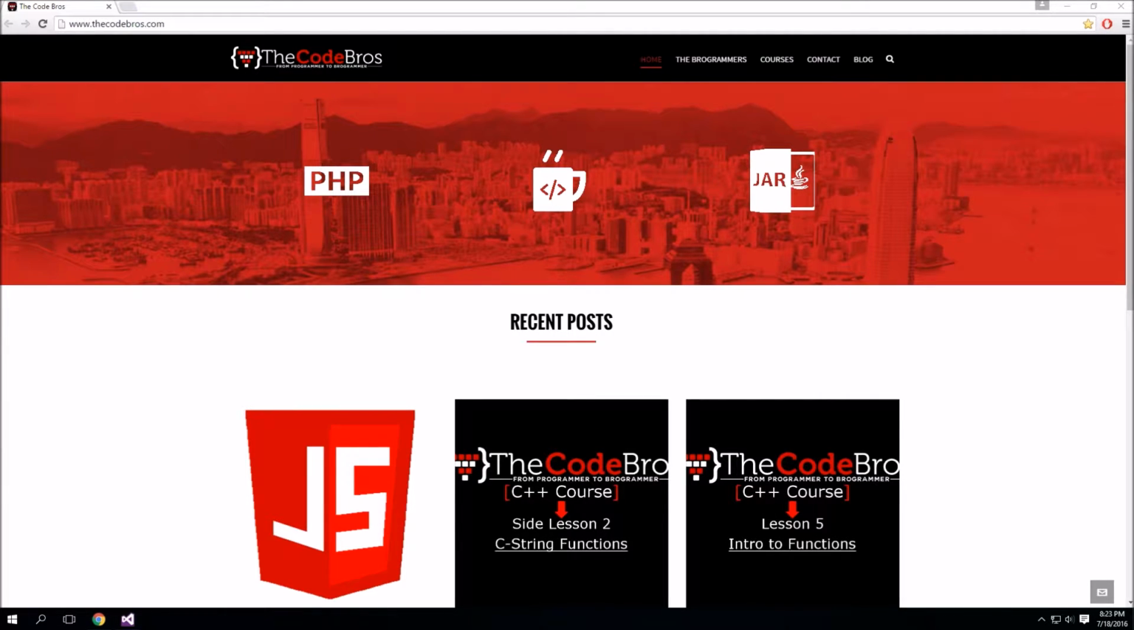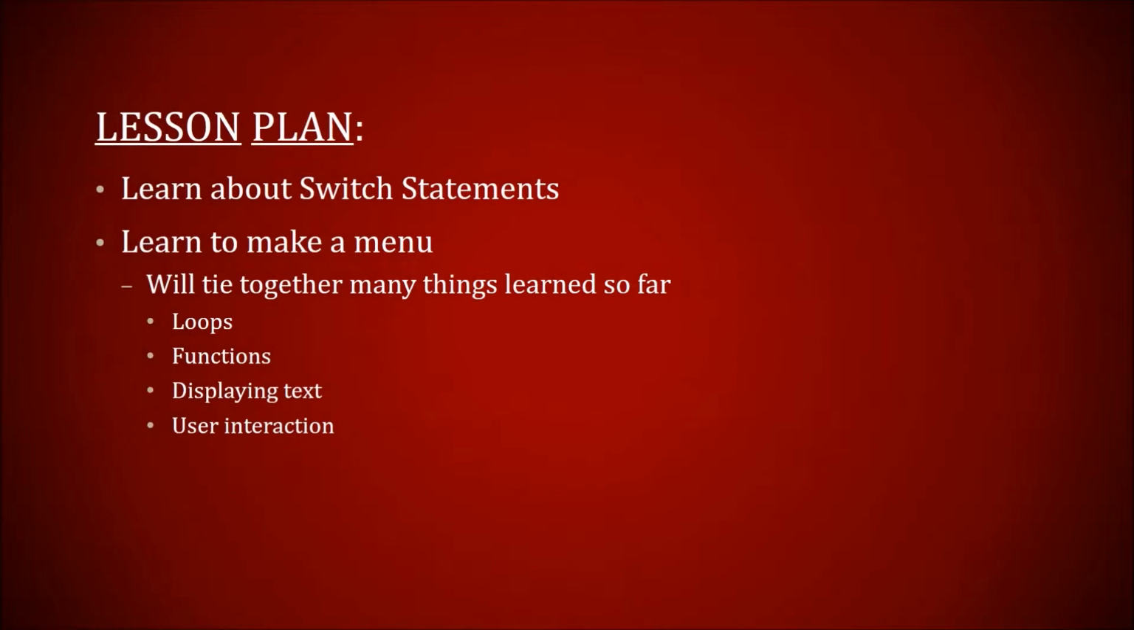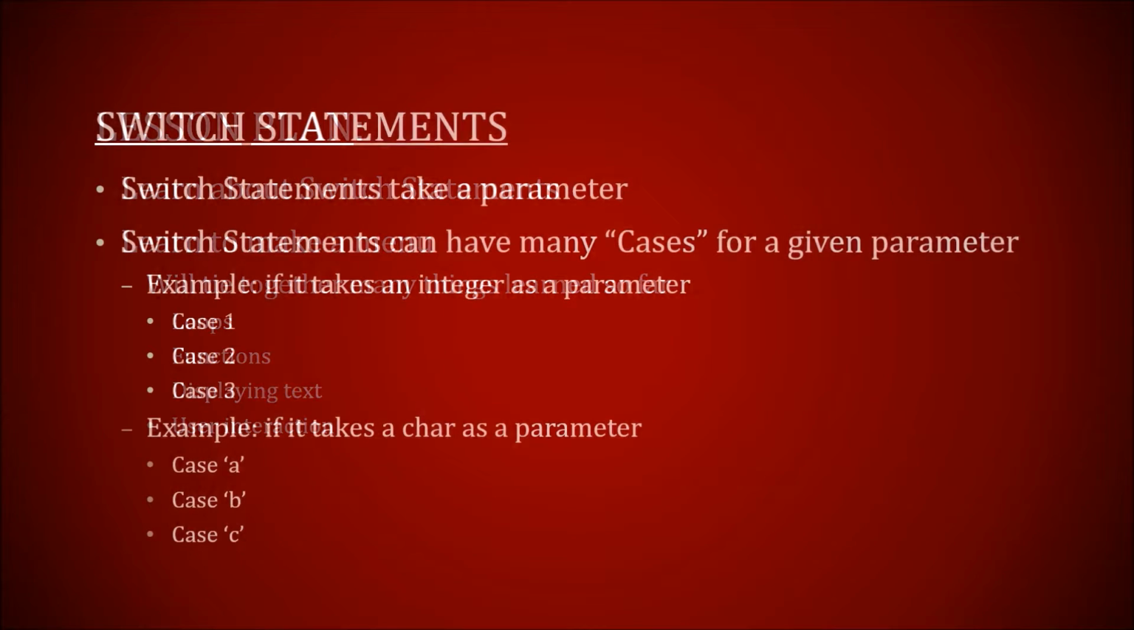Today we're going to be going through Lesson 6, which is going to be covering switch statements and menus. So we're going to be learning about switch statements. Those are kind of hard to explain, so we'll just jump into those and go through some examples on that. We'll also be going over making a menu. So this is going to tie in a lot of concepts we've gone over so far, things like looping, using functions, displaying text, and a bit of user interaction with the console.